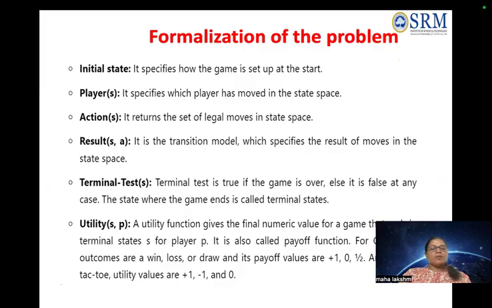Utility, it is involved with the function S, P. A utility function gives a final numerical value for the game when the terminal state is S and the player is P. It is also called a payoff function. The outcome would be a win or a loss or a draw, and the payoff values are +1, 0 or -1. For example, for a tic-tac-toe problem, the utility values could be +1, -1 and 0.